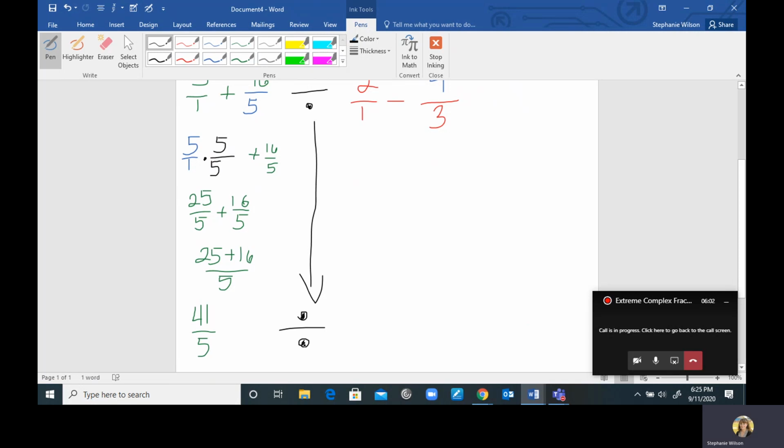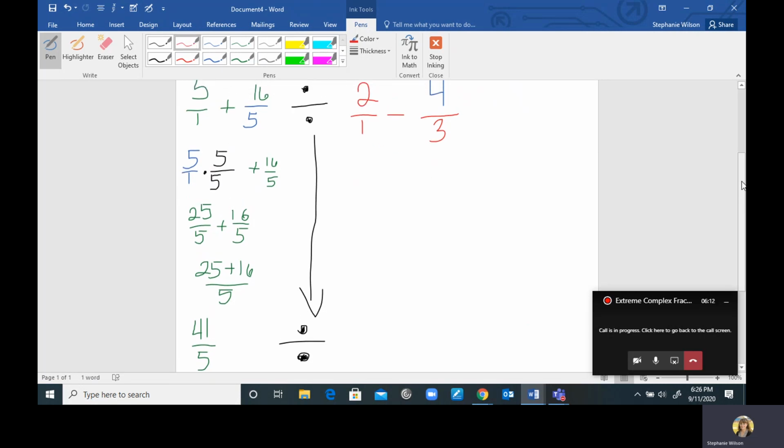Now let's work on this other side. And this works out great, me putting this arrow here, because it helps divide this up and be less messy. So what I got, let's just scroll up just a little bit. I got 2 over 1 minus that 4/3.